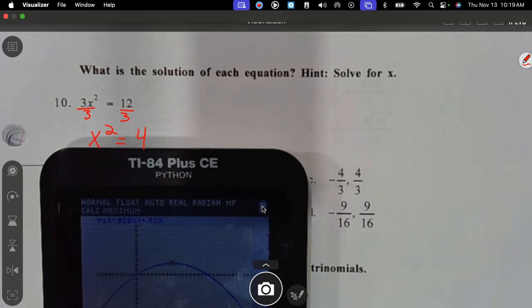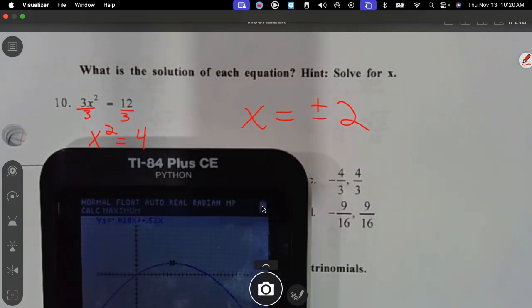Now, how do you get rid of an x squared? You square root it. So type in your calculator square root of 4. It's 2, and it's not just 2, but it's also negative 2. 2 or negative 2. You could list 2. You could list negative 2.